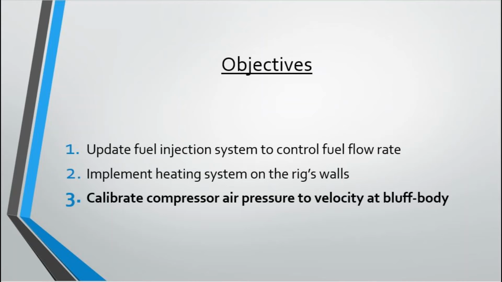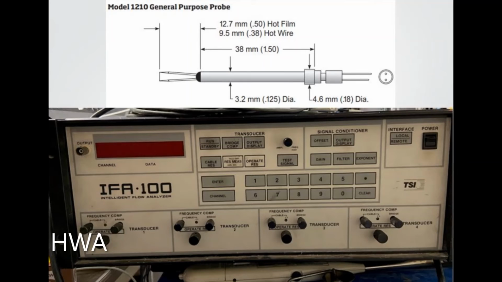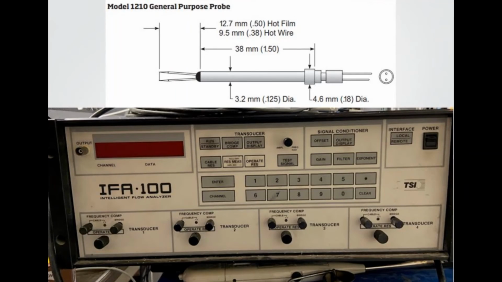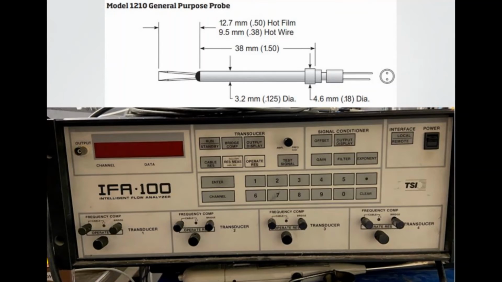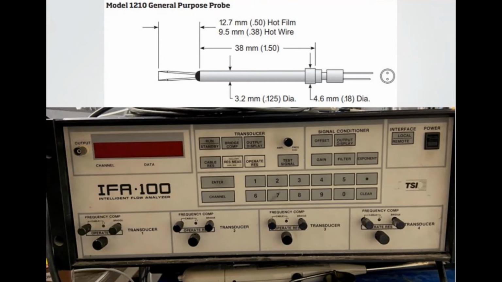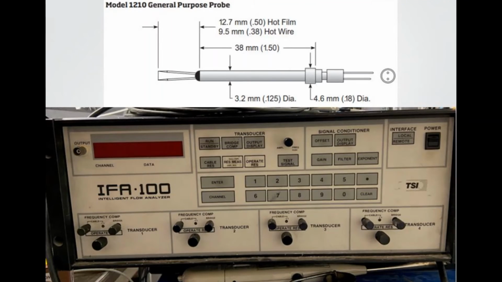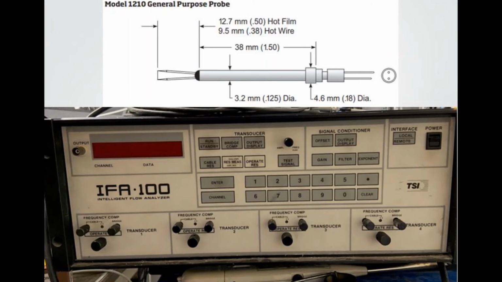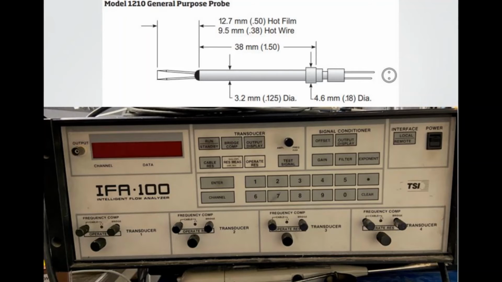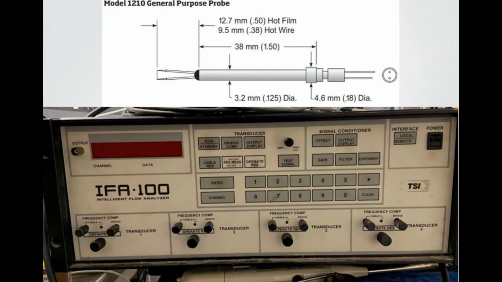Since it is of interest to run the rig where the average flow velocity is 5, 10, and 15 meters per second, I attempted to develop a calibration between the compressor's air pressure and the air velocity at the bluff body. I conducted constant temperature hot wire anemometry at varying compressor pressures to measure the velocity at the bluff body. Hot wire anemometry works by holding a 9.5 millimeter long wire with a platinum film perpendicular to a room temperature airflow. When air flows past, the wire's temperature and resistance change. This induces a voltage difference that is proportional to the fluid's velocity.